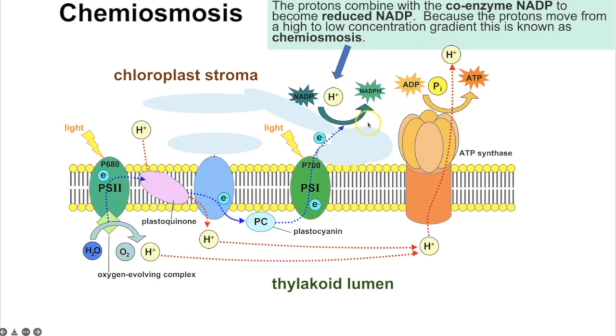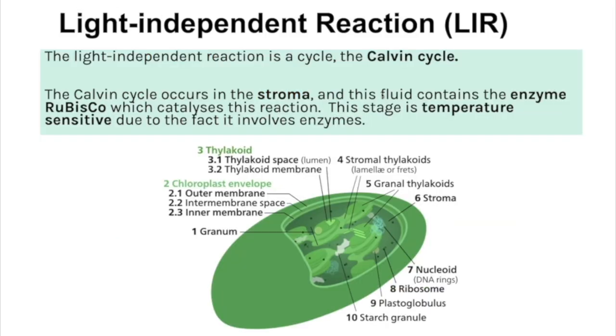We then have the protons back on the stroma side, and this is how we create reduced NADP. So the NADP coenzyme picks up the electrons from the end of the electron transport chain. It picks up the protons after they've passed through ATP synthase, and that reduces NADP, which makes it NADPH. So now we've created ATP and reduced NADP.